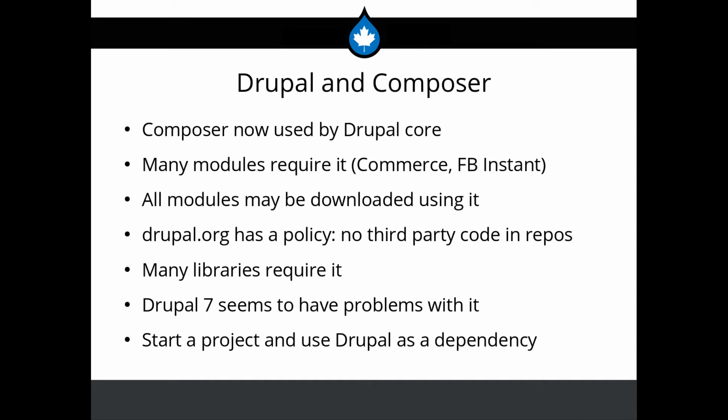Drupal.org has a policy that you're not allowed to put any third-party code into modules and theme repositories if you're uploading them to Drupal.org. I don't know if any of you have tried to contribute to Drupal. I have a few contrib modules that are horribly out of date. More on that later. But you're not allowed to include any third-party code in those repositories. So something like Composer is just great for that, because you can have a composer.json file in your module repository which says, hey, my module requires these other things.